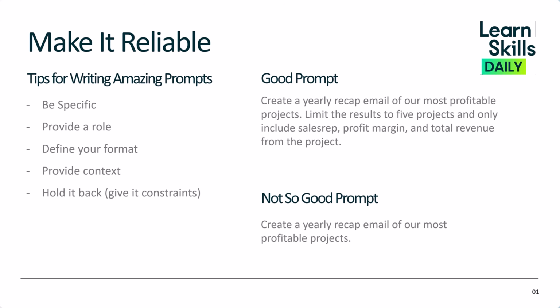I don't want everything. Giving AI constraints is just as important as giving it lots of information, because AI will give you everything you ask for, but it may be too much. It may be an overwhelming amount. So putting some constraints on your prompts will allow AI to generate better results for your organization.